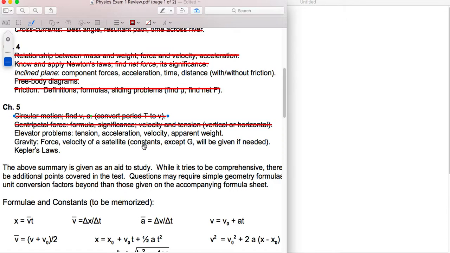So elevator problem: tension, acceleration, velocity, and apparent weight. I believe I covered this in one of my videos. If not, please correct me on that, and I'll make one as soon as possible. Gravity: force, velocity of the satellite, and constants.